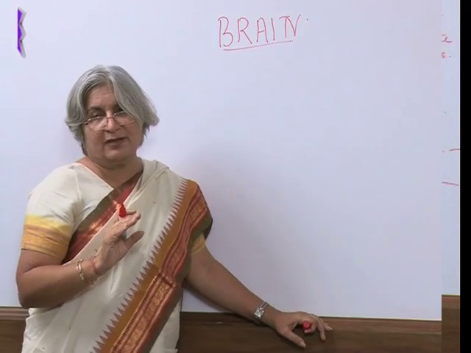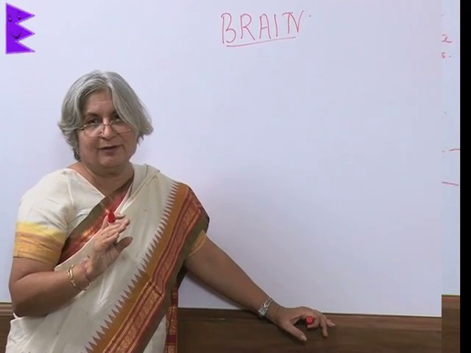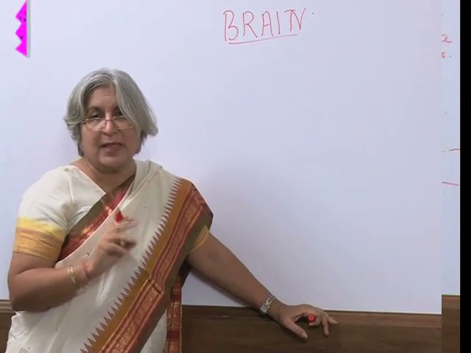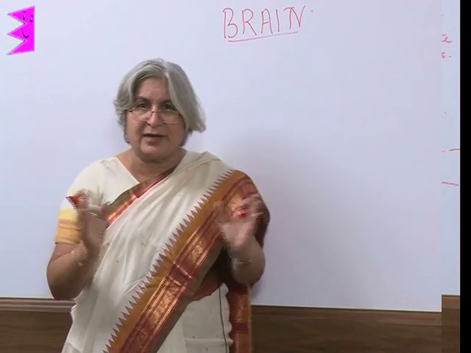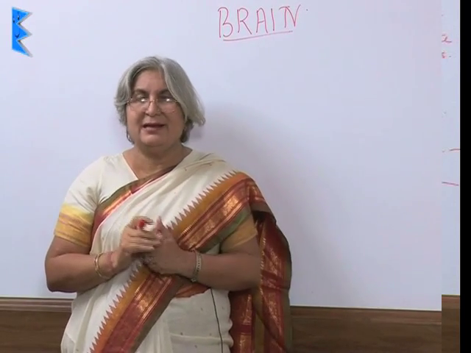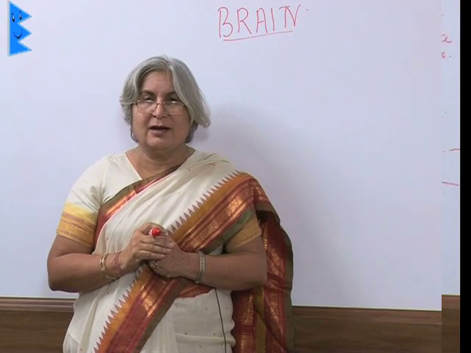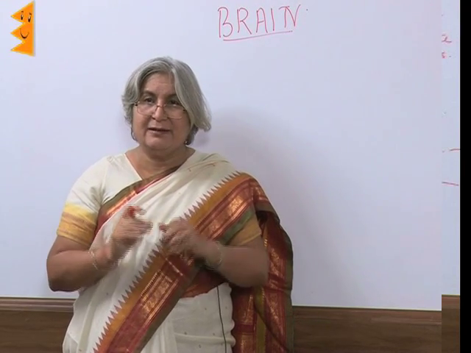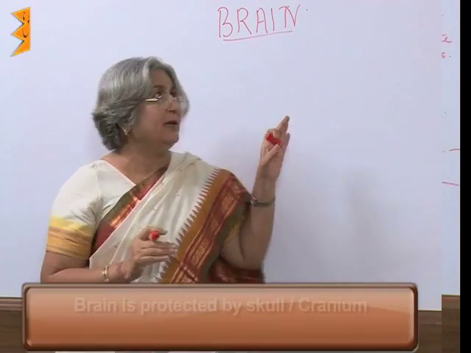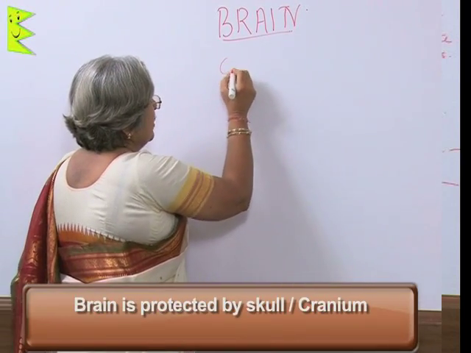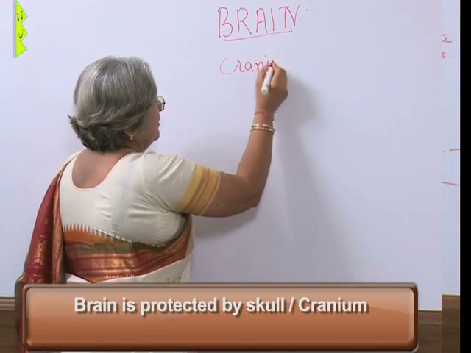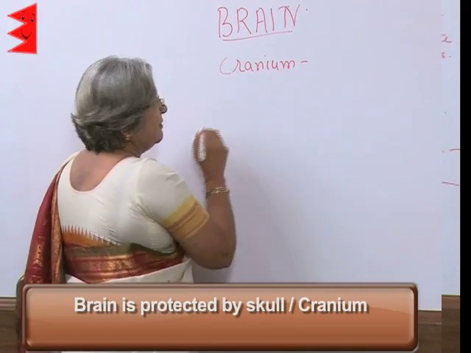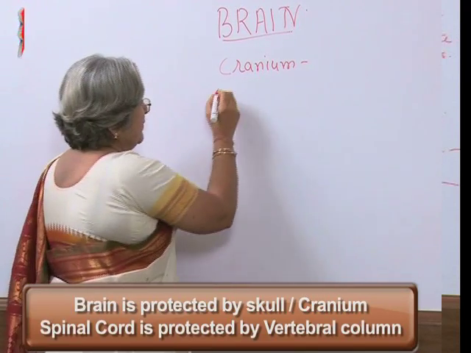Brain is a very important organ, very delicate also, so it has to be well protected. Just like heart, it was well protected in the rib cage. Similarly, brain and spinal cord are also well protected in a bony structure. Brain in the skull, which is also called cranium, and the spinal cord in the vertebral column.